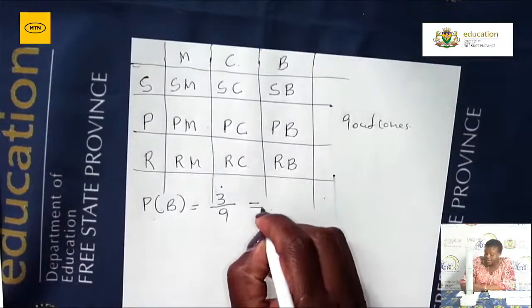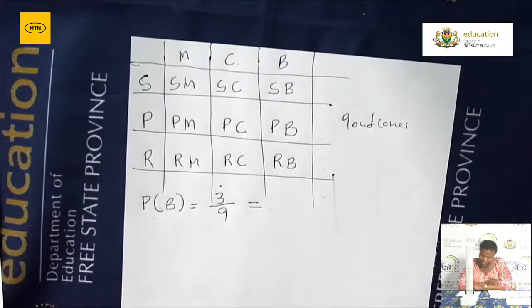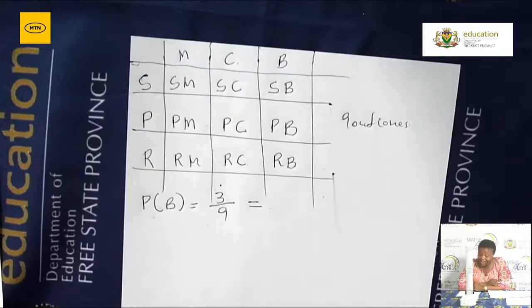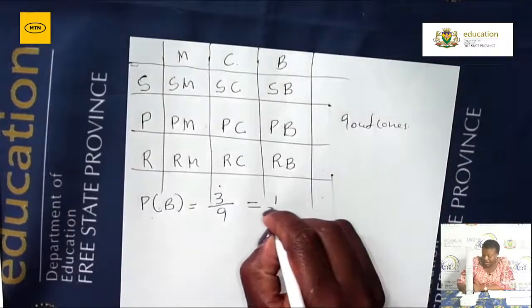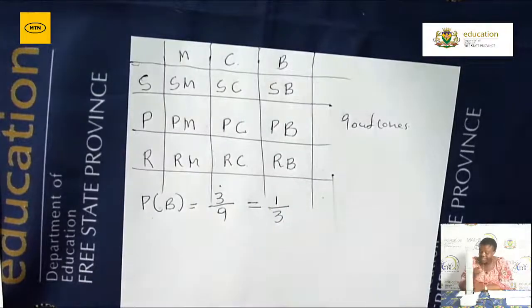So you look for a number that goes into 3 and also goes into 9. So you divide by 3, which is that number. 3 divided by 3 is 1, and 9 divided by 3 is 3.